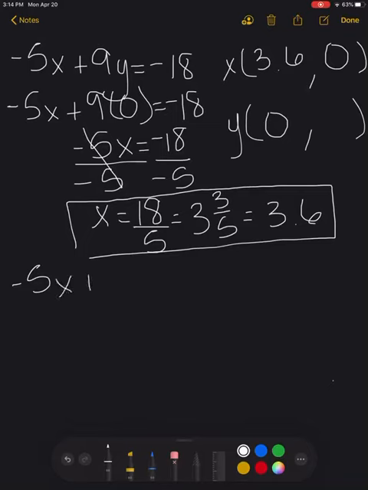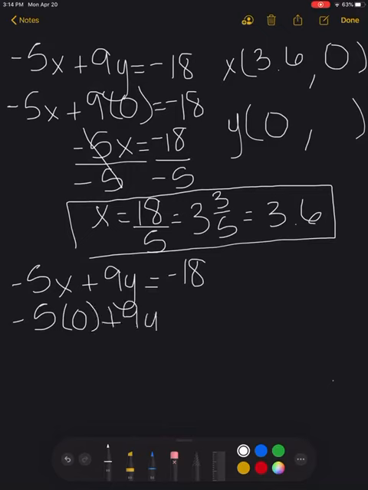Negative 5x plus 9y is still going to be equal to negative 18 because we keep our equation. This time, we're going to substitute for x because we're trying to find that value for y. So I got negative 5 times 0 plus 9y equals negative 18. Negative 5 times 0 is just 0, leaving me with 9y, which is equal to negative 18.